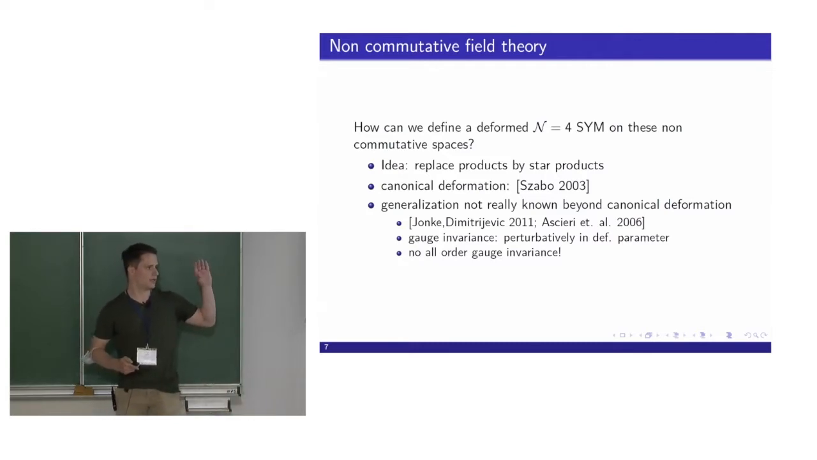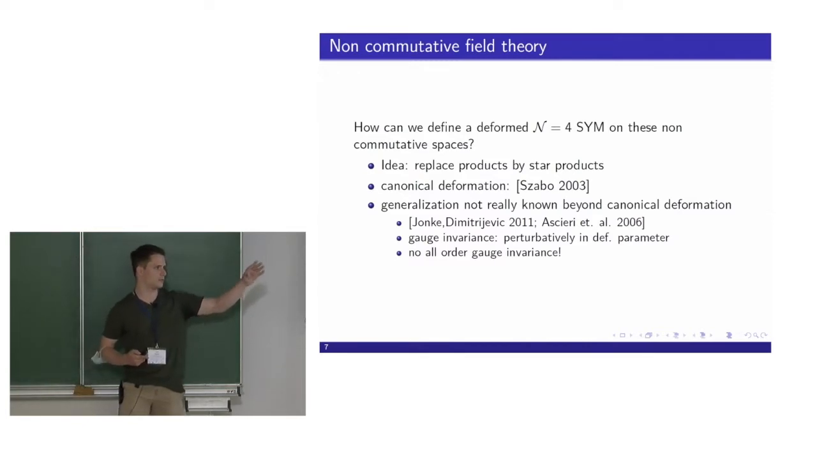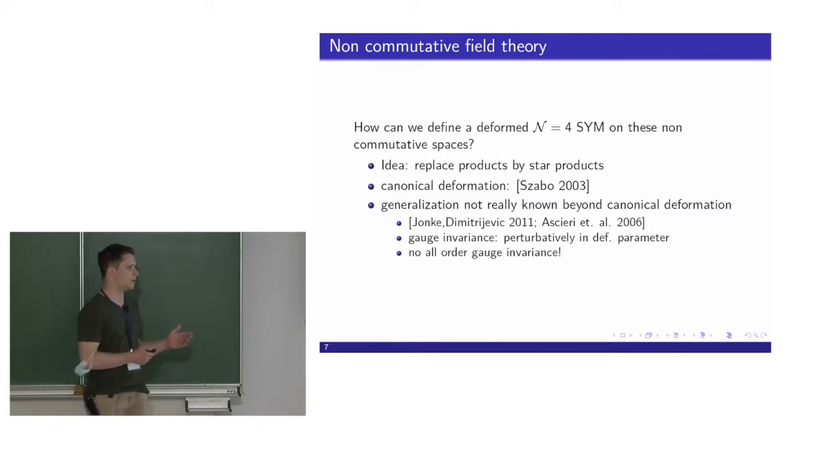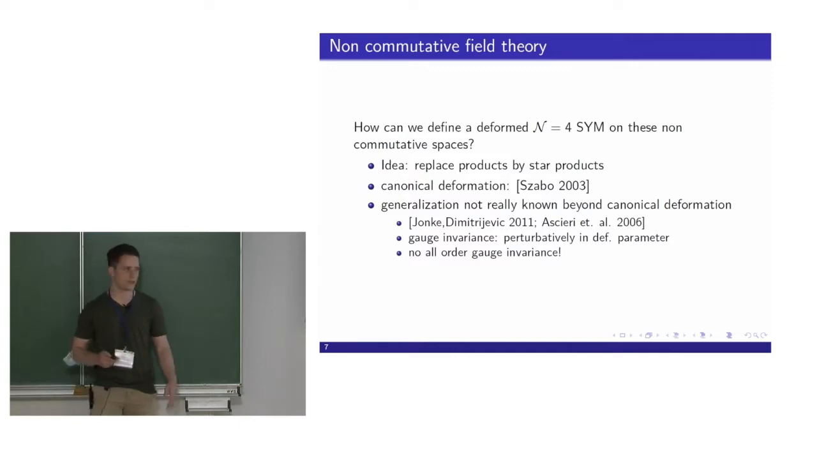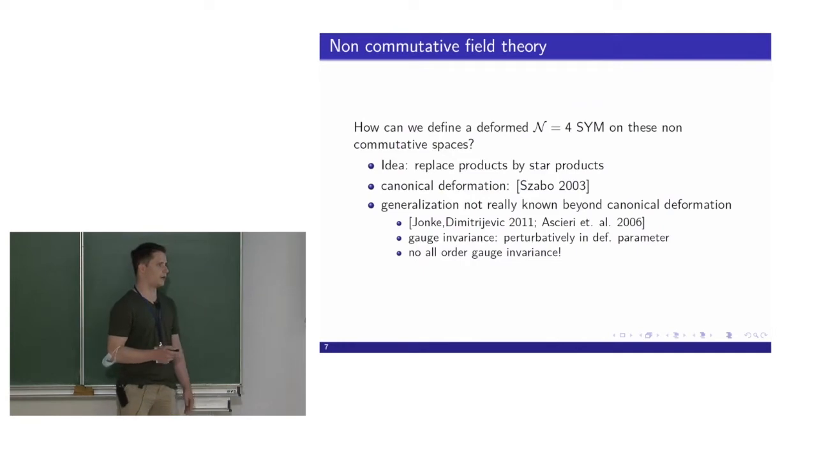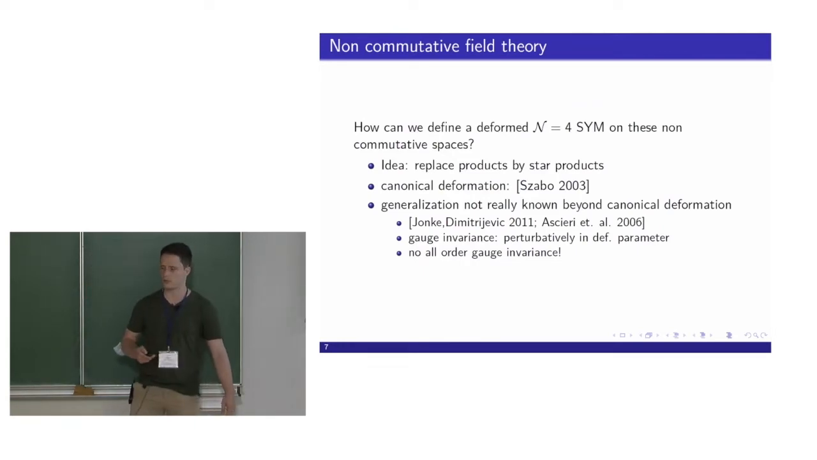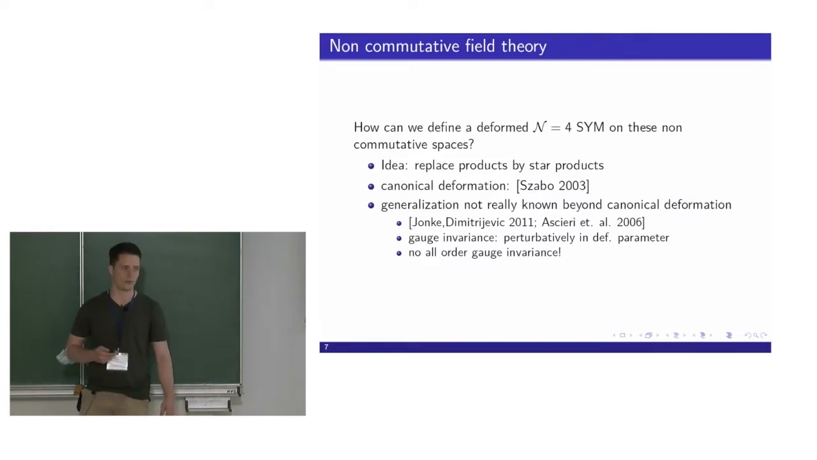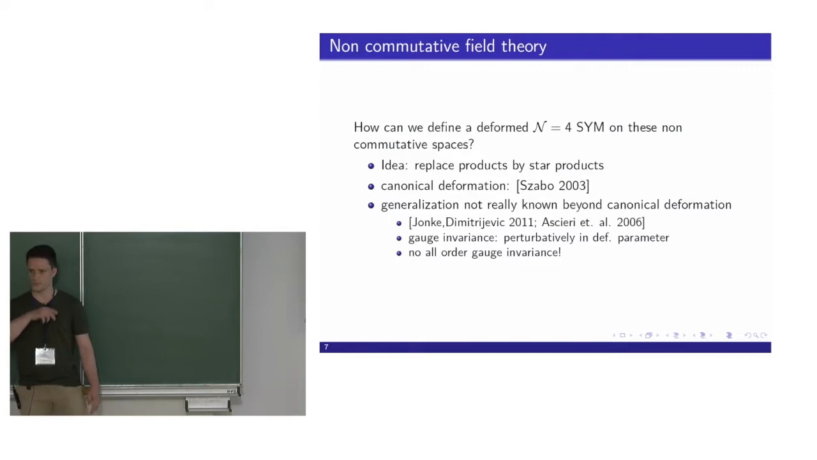Okay, with our work we somehow found a deformation in which we really can find a gauge invariant action. So we are really somehow solving this problem for at least some deformations. And before I come to that point, how it works for deformations beyond the canonical one, I would like to recap how the construction works for the canonical deformation.